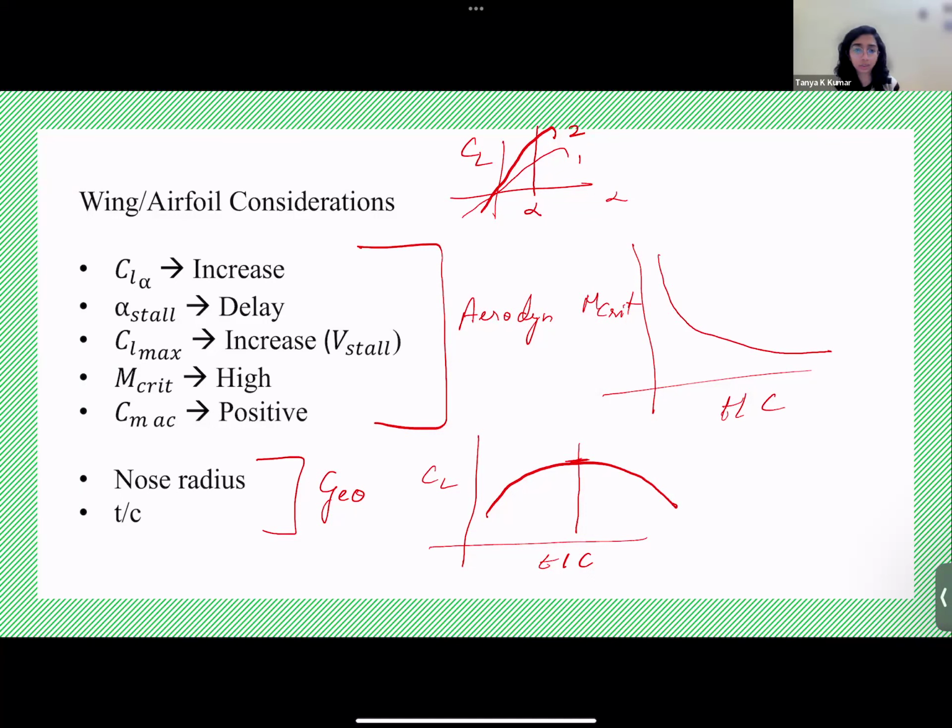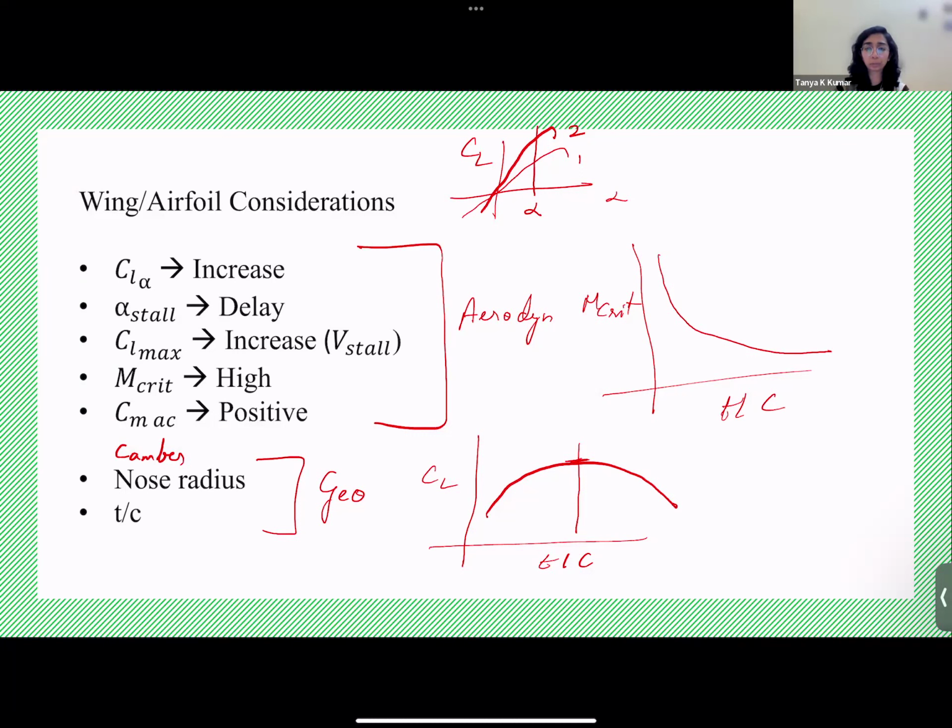Two other things Sir had discussed. One is camber. We had discussed this in the last class. And the first question also was this, right? So if you increase camber, what changes? Your CL max increases and alpha stall decreases. So camber directly relates to CL max. Correct? What else?